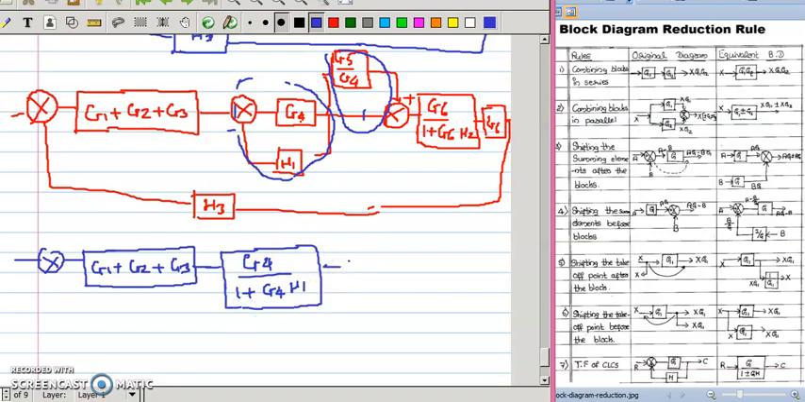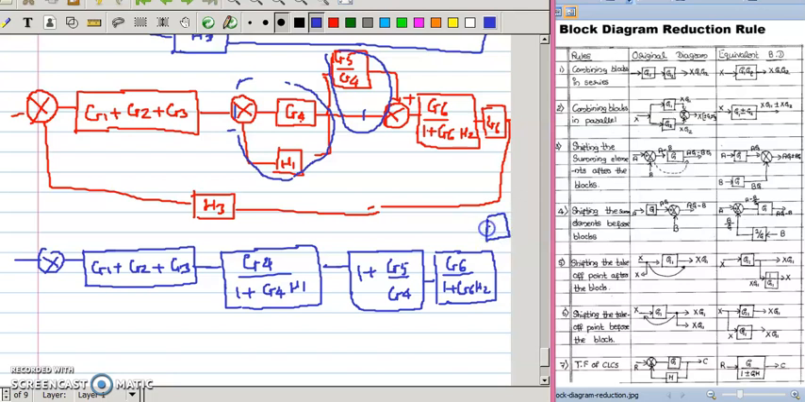Next one is again this parallel combination, so it becomes 1 plus G5 upon G4, right? Okay, again the next one is as it is. What is that? It is G6 divided by 1 plus G6H2, right? And one more block is there, and just drop this block here, G6. Okay, and now from that we get feedback, that is H2.